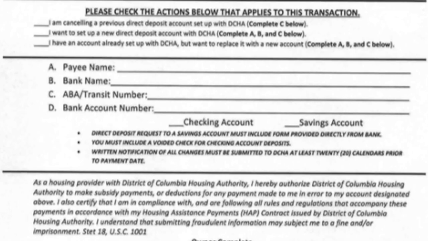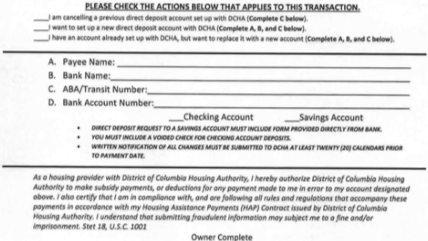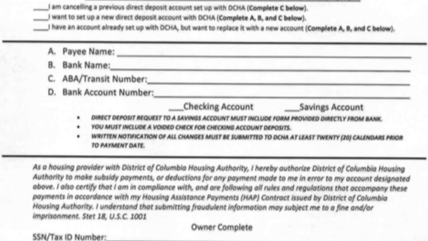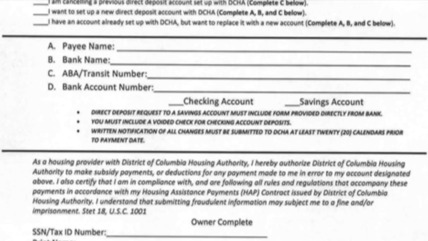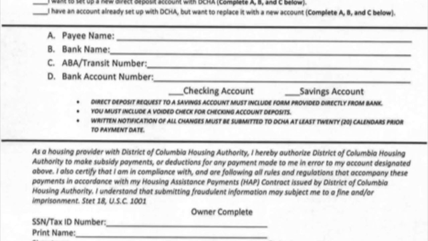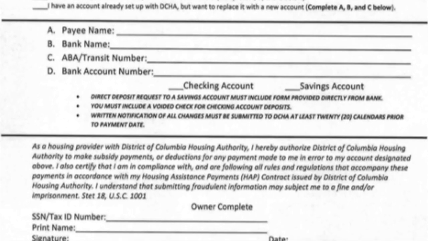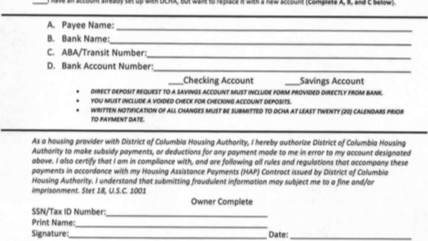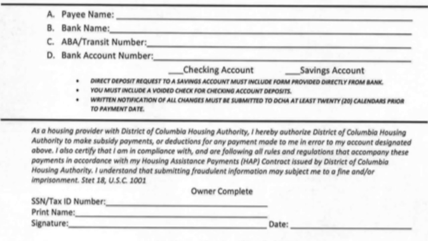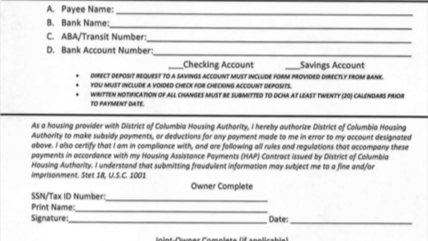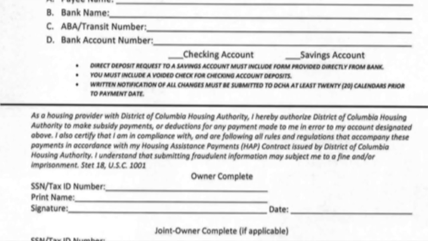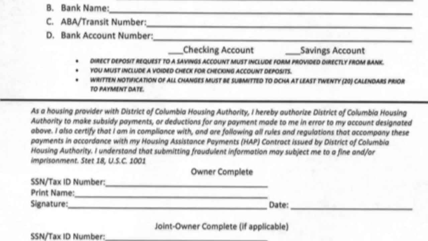Written notification of all changes must be submitted to DCHA at least 20 calendar days prior to payment date. As a housing provider with District of Columbia Housing Authority, I hereby authorize District of Columbia Housing Authority to make subsidy payments or deductions for any payment made to me in error to my account designated above. I also certify that I am in compliance with and following all rules and regulations that accompany these payments in accordance with my Housing Assistance Payments HAP contract issued by District of Columbia Housing Authority.